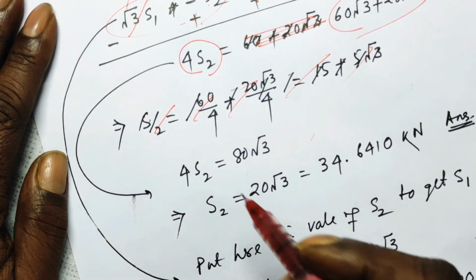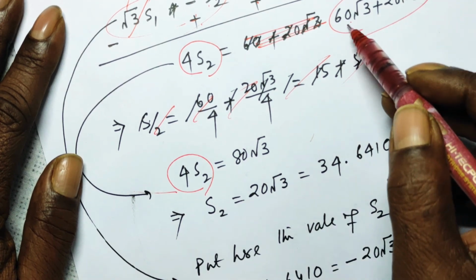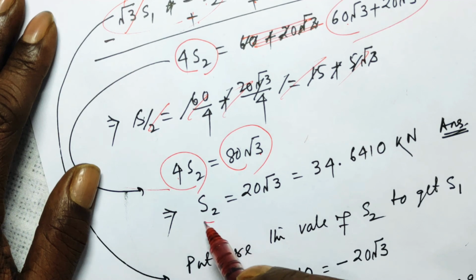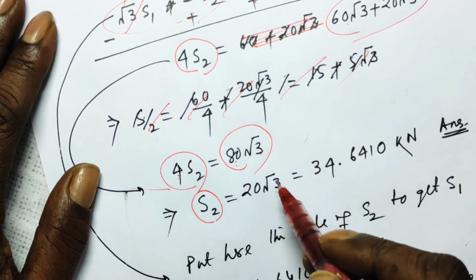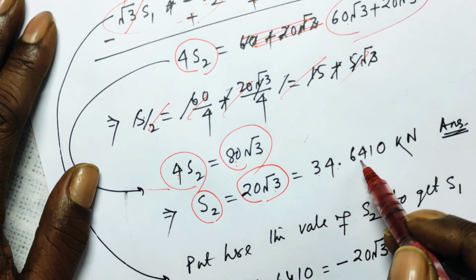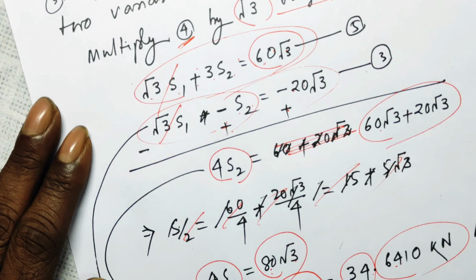From here, this becomes 80 root 3. So 4 goes to the other side. So S2 is equal to, 4 comes to this side, so 20 root 3. Put the value of root 3, 34.6410 kilonewton.